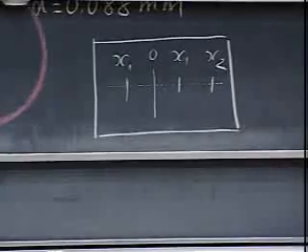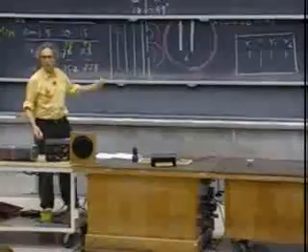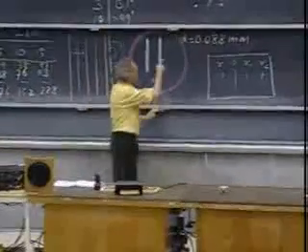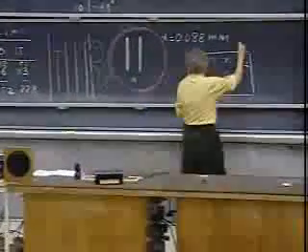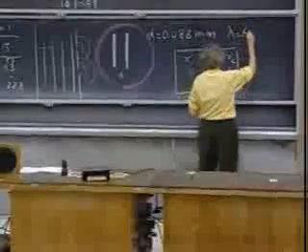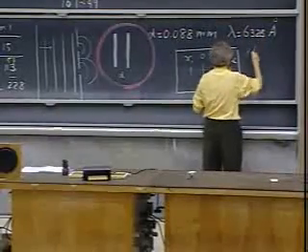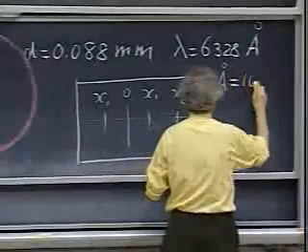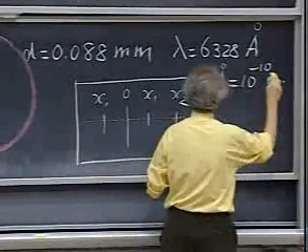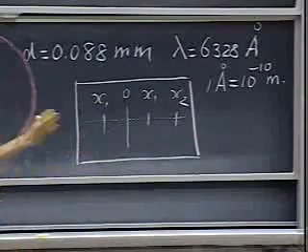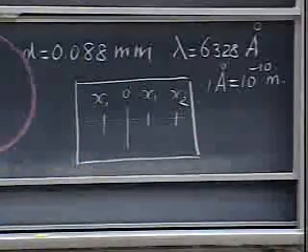you can now calculate, and you have all the tools. I did it for you in great detail using sound, but you have all the tools to do it now. You know d. I'm going to tell you what lambda is. It's 6,328 angstroms, and 1 angstrom is 10 to the minus 10 meters. So you can calculate all the directions theta for which there are maxima and for which there are minima.